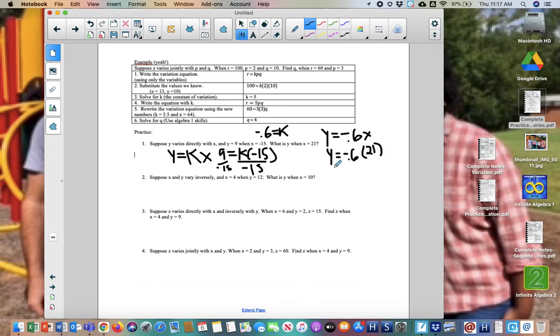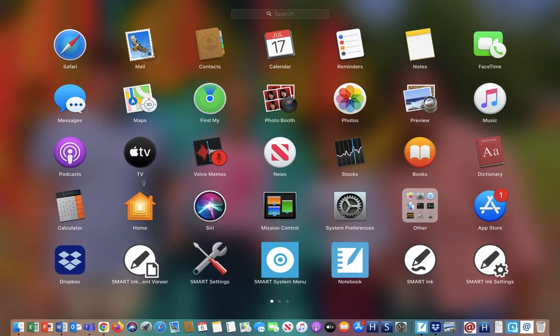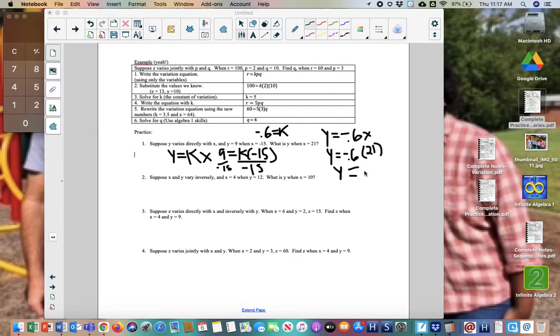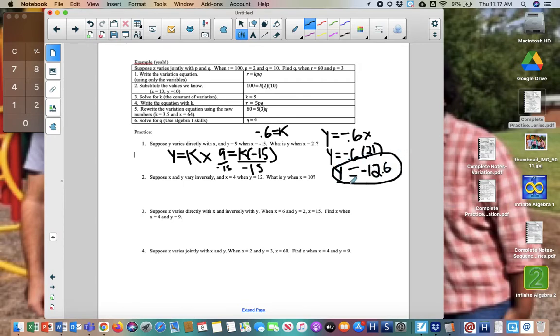And now we're just going to do y equals negative 0.6 times 21. You can obviously check yourself there as needed. So 0.6 times 21, you get 12.6. Remember that was a negative 0.6, so we're going to do negative 12.6. So that would be my y value.